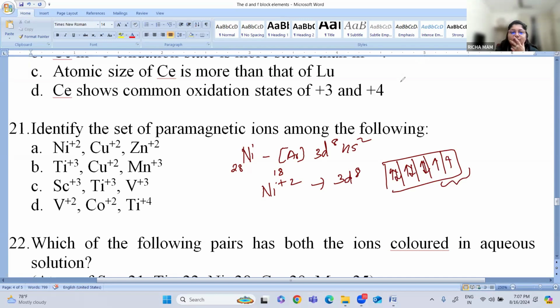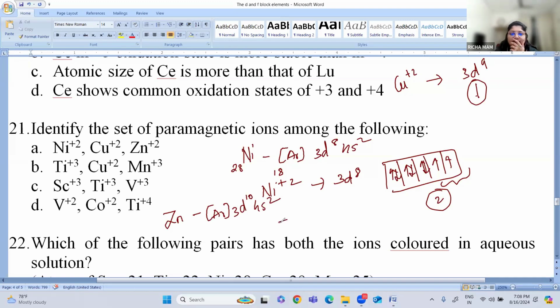Now when I write for copper, again here 1 electron is present. So here also 3d9 system it will be. So 3d9 system means 1 electron. Here 2 electrons. Now one more is zinc. Zinc will be what? Argon 3d10 and 4s2. So if I write for zinc +2, it will be 3d10. So it is completely filled. So this is wrong. Okay. Same way for C and D also you try. One of the elements will be completely filled.